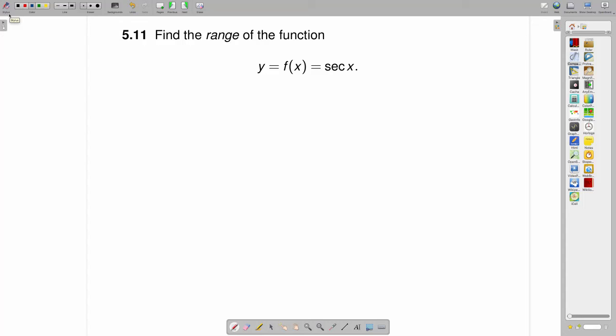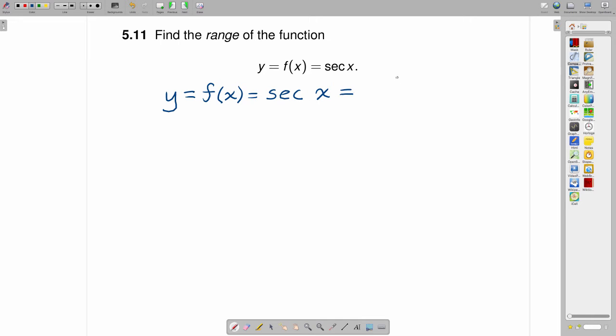The range of the function y equals f of x equals the secant of x. Remember, when we're looking at the range, we're asking the question, what values can y take on? Start by writing this function out. Y equals f of x equals the secant of x.